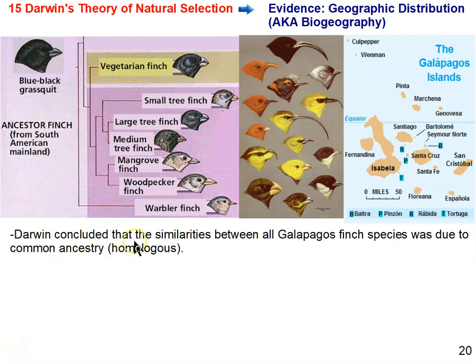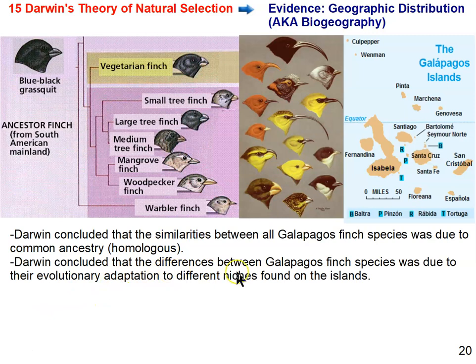So Darwin concluded, when he observed all the different finch species, that the similarities between the finch species were due to common ancestry. In other words, the similarities between finch species were homologous, right? Similarities that arise due to common ancestry, that's what we call a homologous structure or homologous similarity.